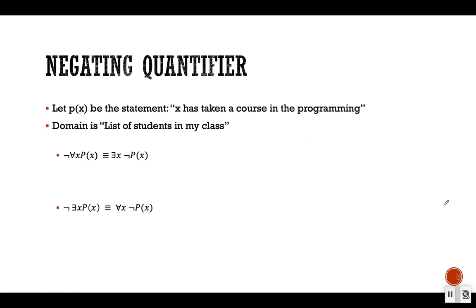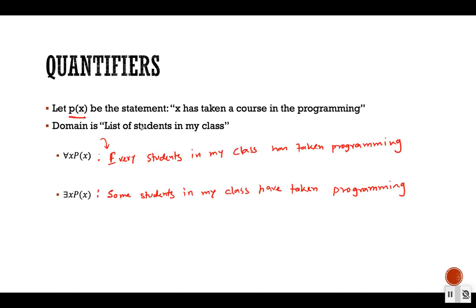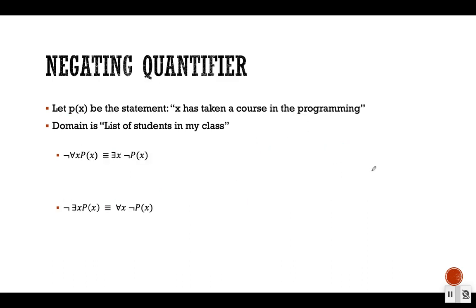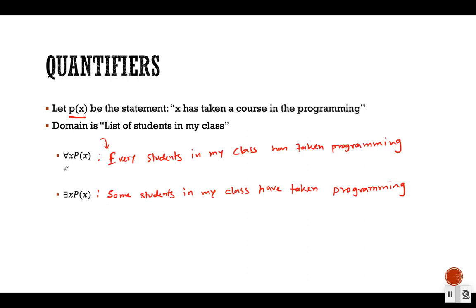All right, now what happens if we negate the quantified statement? Let's see, using the same example. Let P(x) be the statement x has taken a course in programming, and the domain is the list of students in my class. So this one is read as, every student in my class has taken programming. If I now use a negation of it, how will it be read?